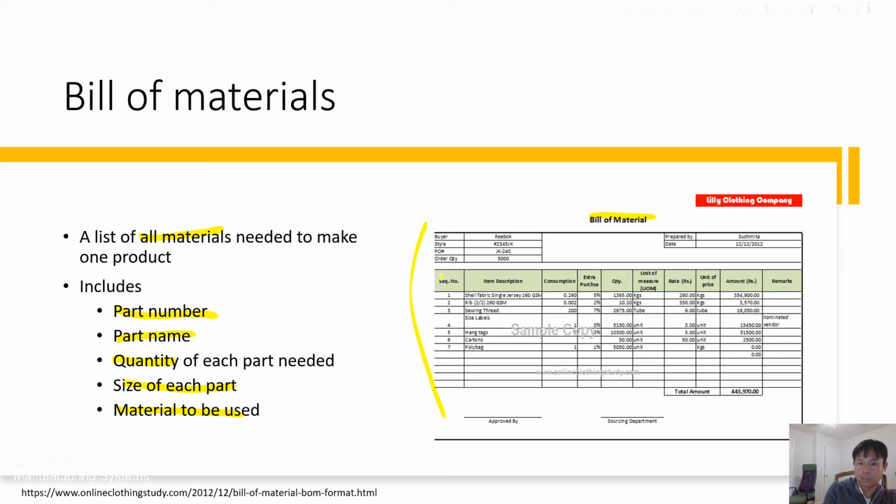So this example has sequence number, item description, consumption. I don't know what that means, but the quantity or the unit or rate, price, amount. So this is an example of bill of material. But luckily, CAD software can also automatically generate this bill of material, if we draw in the CAD software by part.